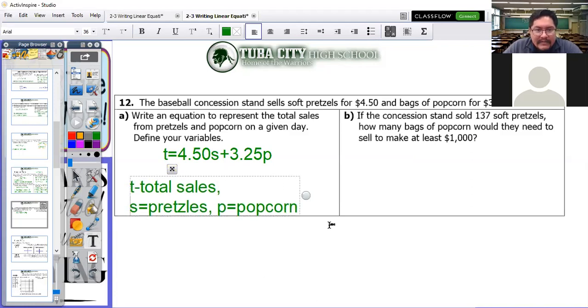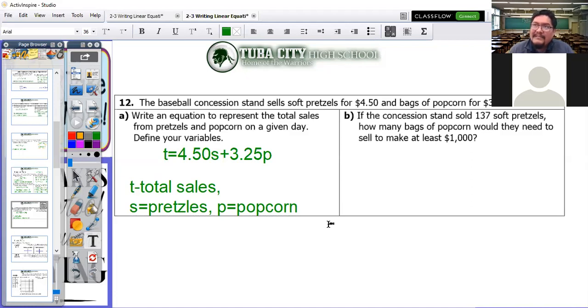And let's see, there we go. So now we have all three of our variables sorted out. And we're going to use the same one to get the next thing. So if the concession stand sold 137 soft pretzels, how many bags of popcorn would they need to sell to make at least $1,000? So let's say that's our goal. Okay, we got to make $1,000 selling these two items.